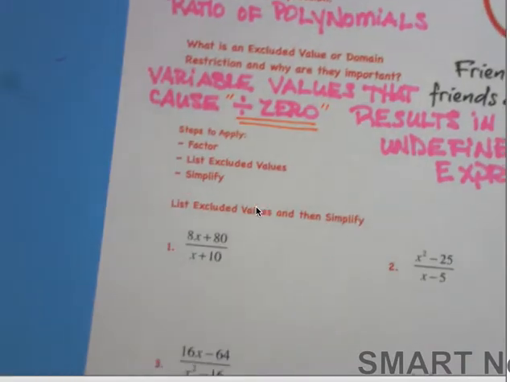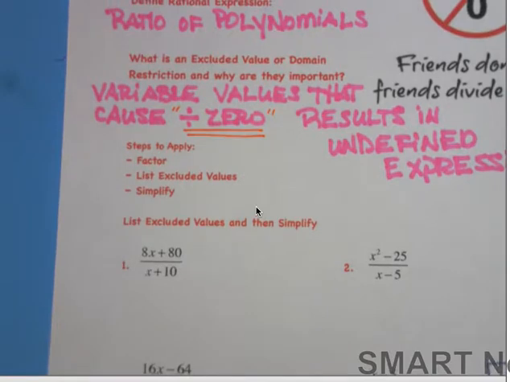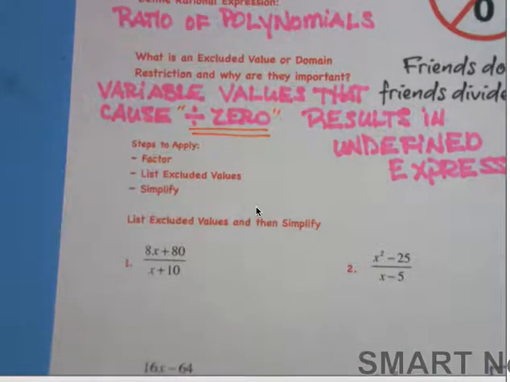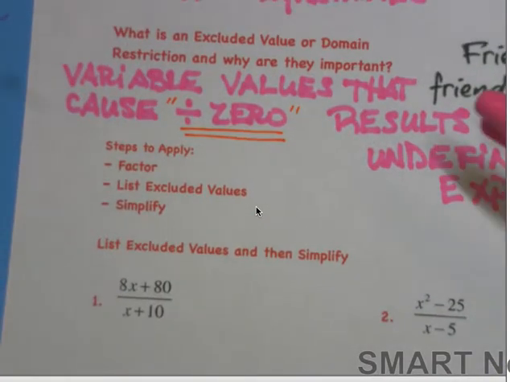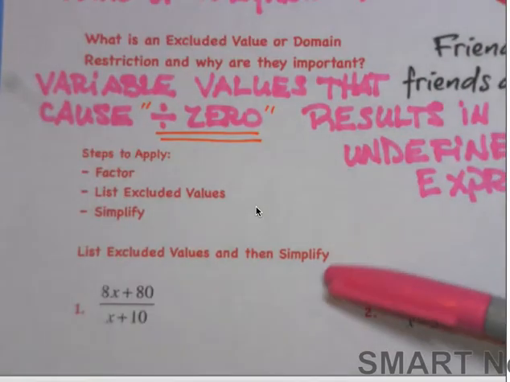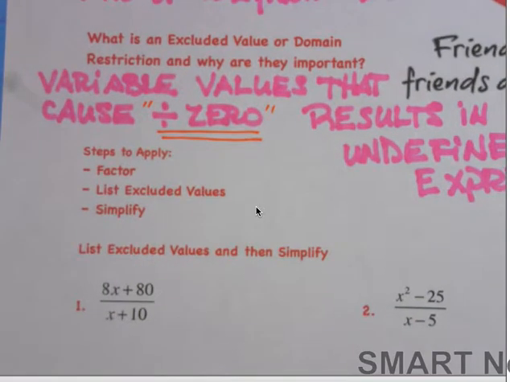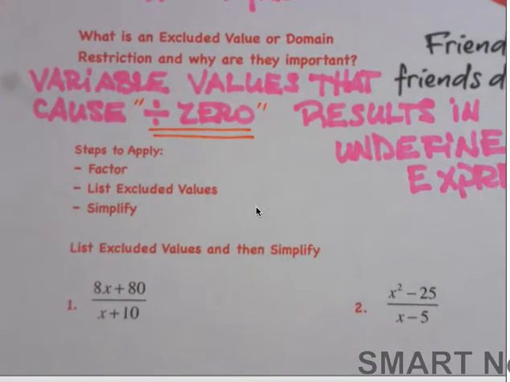Okay, so now you've got the definitions copied, and to get started with this topic, a ratio of polynomials, we're going to simplify our expressions. They're not equations, they're just expressions. I'm trying to get the camera to focus in for me, so give me a minute to let that happen.